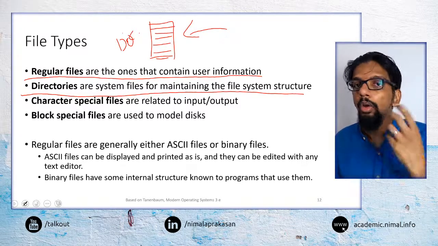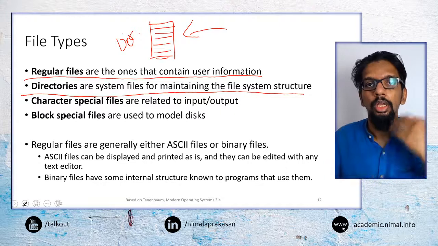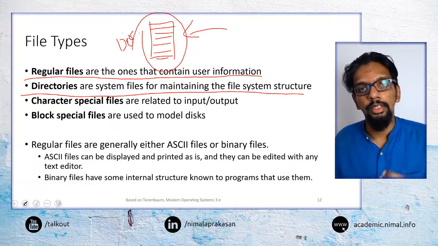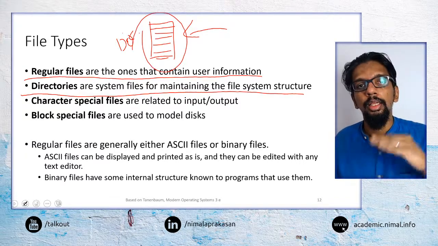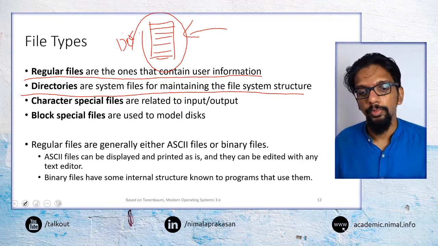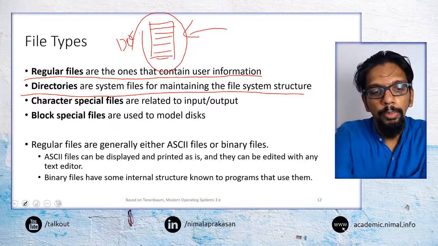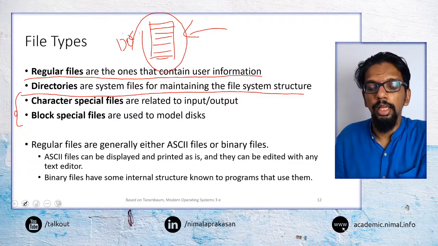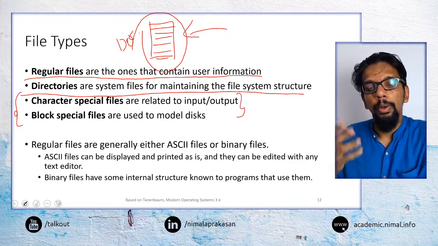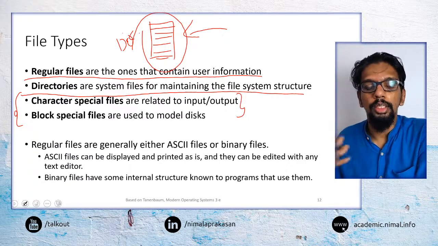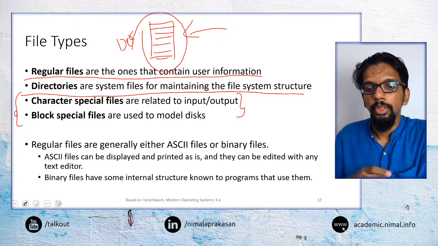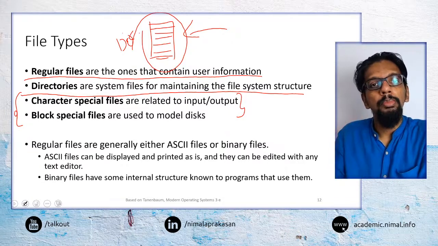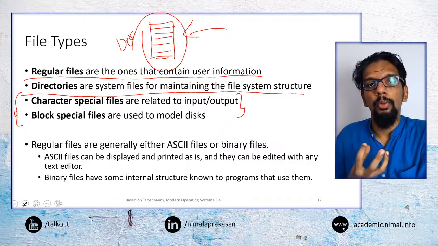So these files are not normally displayed to the end user. If you are interacting with the operating system, you may not see these things as files, but underlyingly they may be treated as files. Then in addition to that, we may have two other types of files called character special files and block special files. These are normally used to map out certain input-output devices or even storage devices. So certain printers and certain storage mediums may be mapped as files inside the operating system.